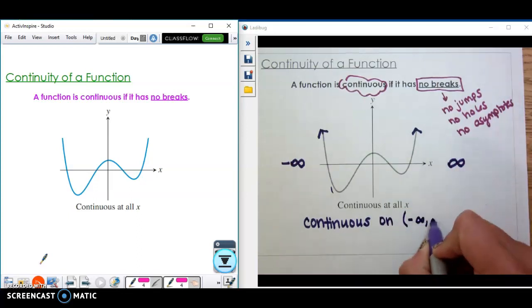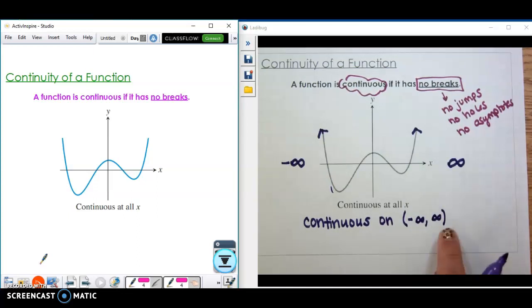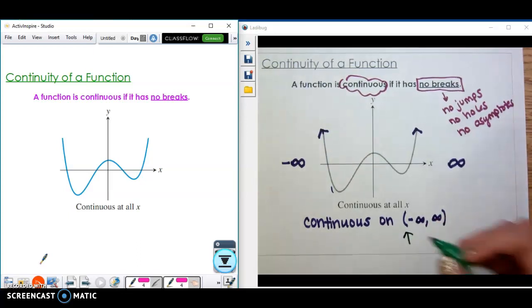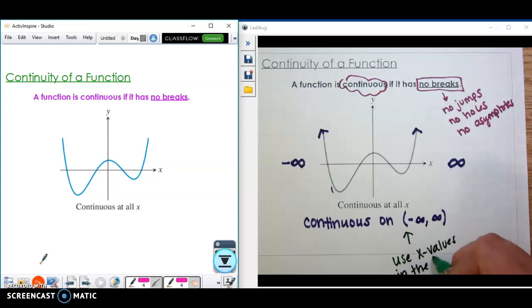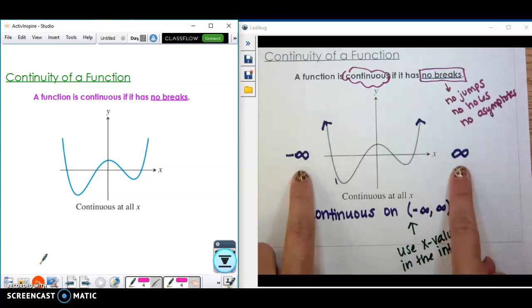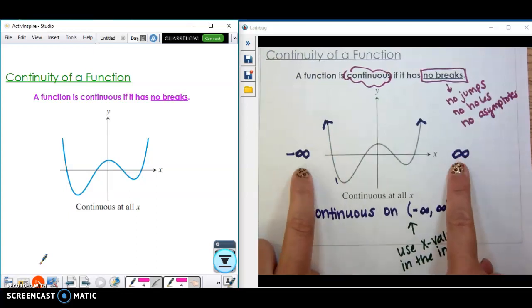Anytime you use positive or negative infinity, make sure you use parentheses because those do not end on your intervals. Just make a little note here: anytime you're doing continuous, make sure you use the x values in your interval. We'll be using the x values again later. But when you're writing your intervals for continuous, make sure you're using those x values. If it's not certain numbers, it's the whole graph, so make sure you're using negative and positive infinity.